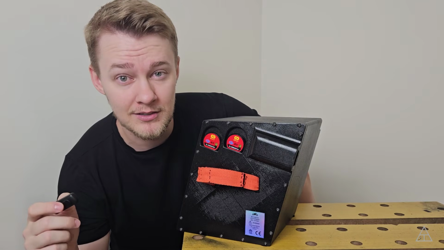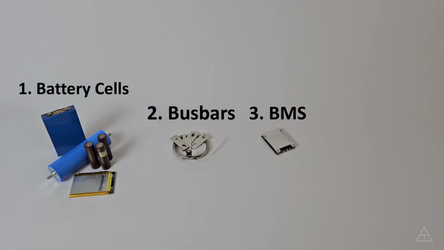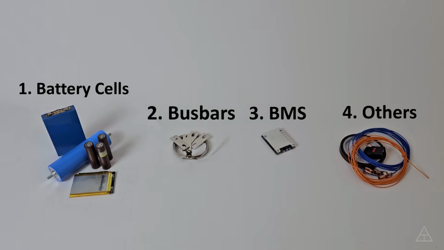Or at least tried. Battery packs are composed of four major groups of components. The first one is the battery cells. The second one is the connection between the cells, or the busbars. The third one is the balancing management system, or the BMS. And the fourth one is a bunch of minor things that we can say are the others. Let's start talking about the most important one of them, the battery cells.